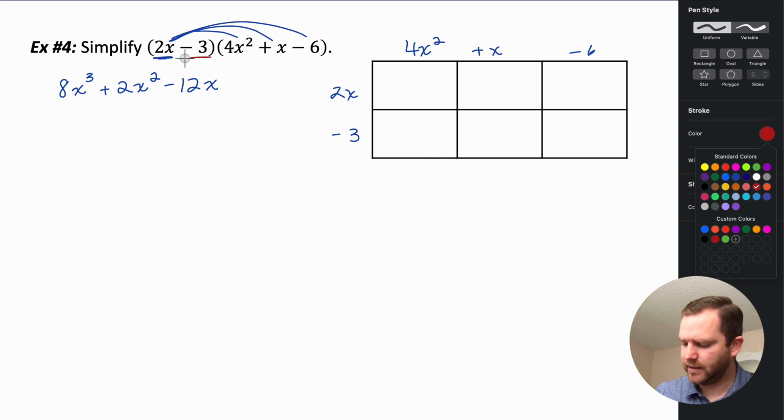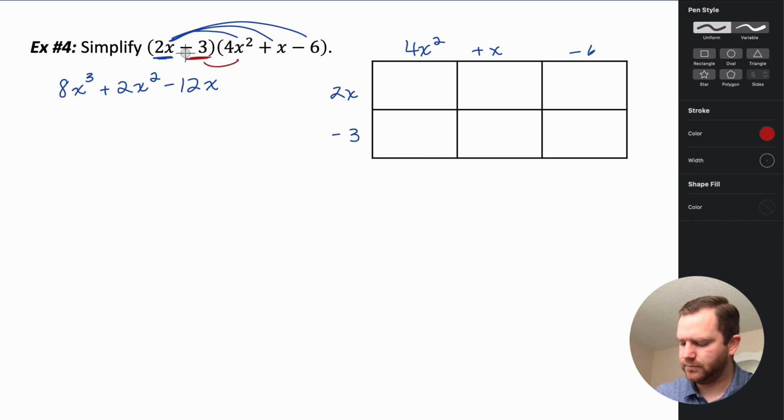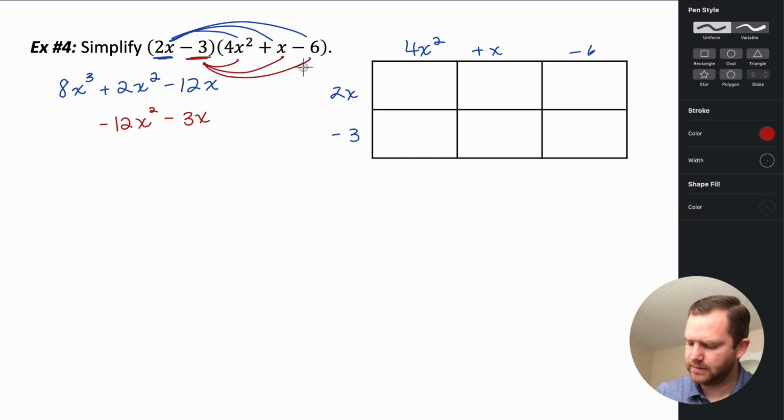Then we can take the negative 3 and distribute it through. So negative 3 times 4x squared. Negative 3 times 4 is negative 12, and then we're going to get x squared. I'm going to line up the terms for the second one by degree, so we can just do some vertical adding. So that's going to be negative 12x squared. And then negative 3 times x, so that's just going to be negative 3x. And then negative 3 times negative 6.